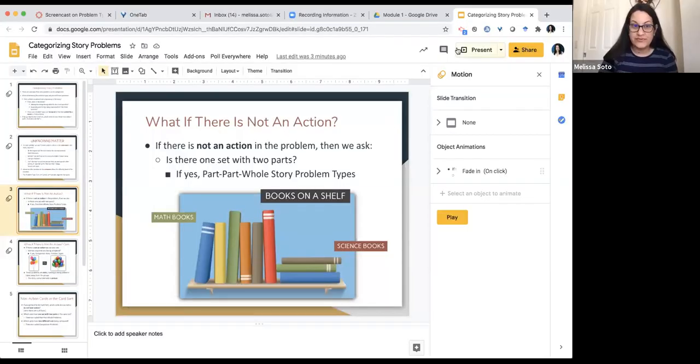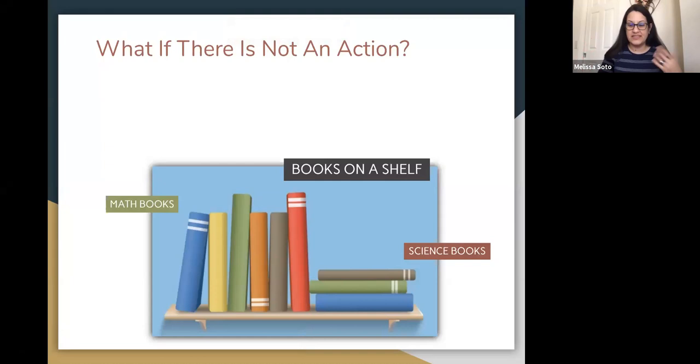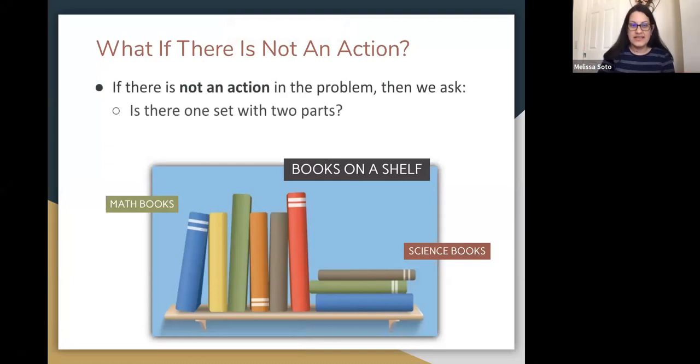We just discussed story problems that do have action, but what about story problems that don't have action? How do we categorize those? The first thing we did is ask the question, is there an action? If it's not joining, if it's not separating, then we ask ourselves, is there one set with two parts? This is very similar to the join result unknown story problems, because some people say, oh, it's the same story problem. Let's take this example here.